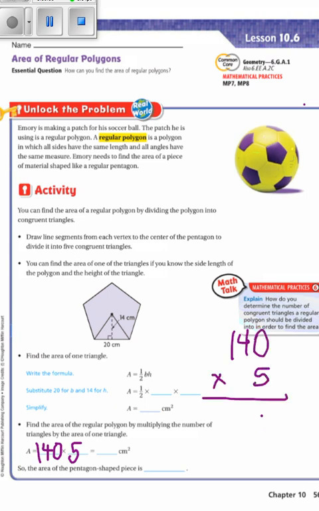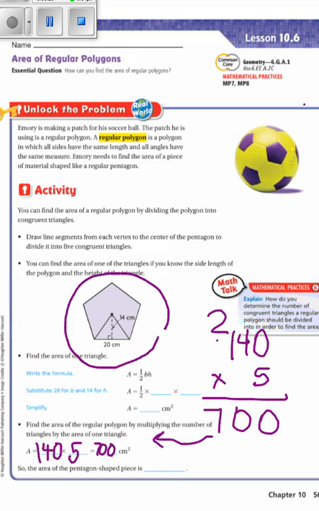5 times 0 is 0. 5 times 4 is 20. Put down the 0, carry the 2. 5 times 1 is 5, plus 2 more is 7. So your answer right here, 700, is going to go straight over here into your answer. The area of the pentagon is 700 centimeters squared. So the area of the pentagon-shaped piece is 700 centimeters squared.